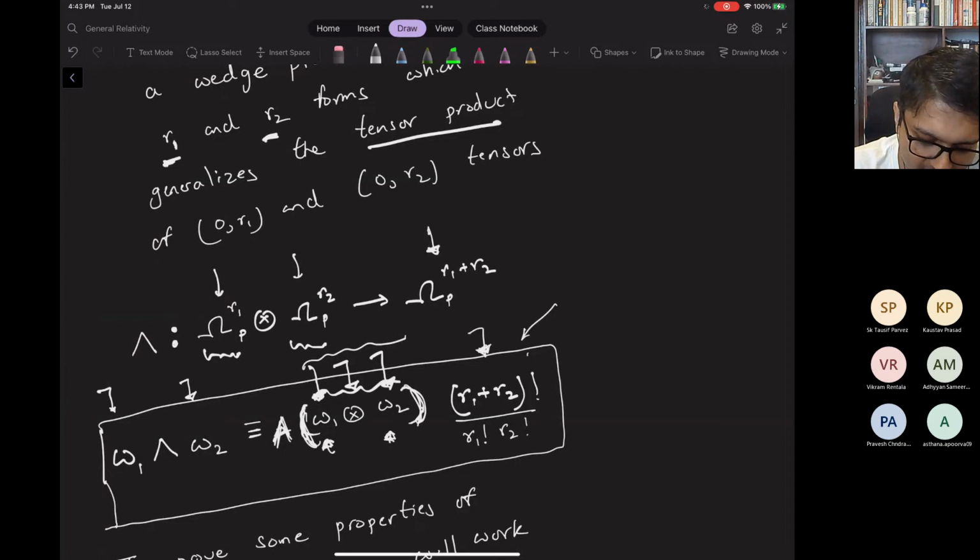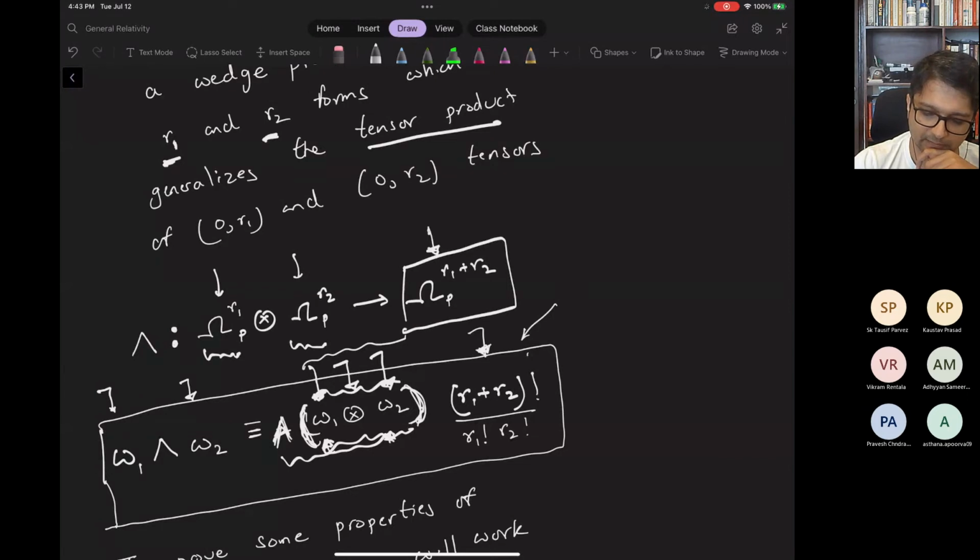But the key thing is when I take the normal tensor product, I will not get a totally anti-symmetric object. Only when I anti-symmetrize it am I going to get a totally anti-symmetric object, and then I'm guaranteed to be in this space, the space of R1 plus R2 forms. And this is a normalization convention, but we'll see that it is a useful normalization convention.